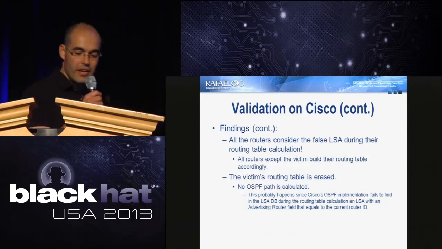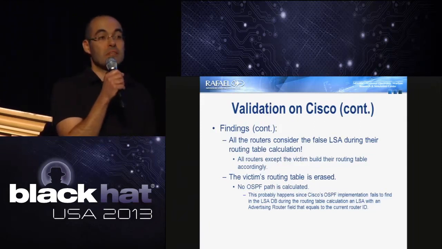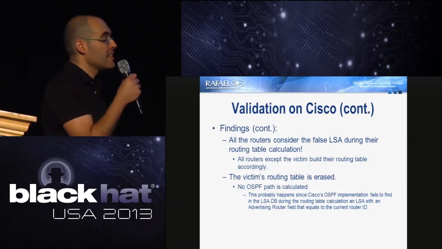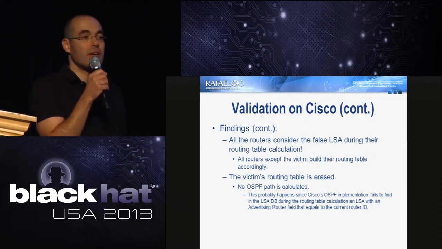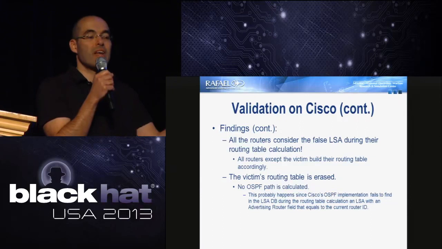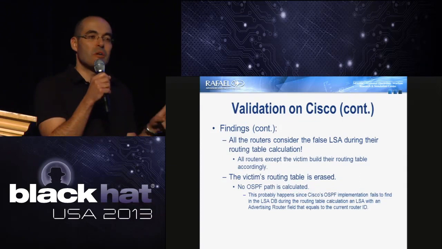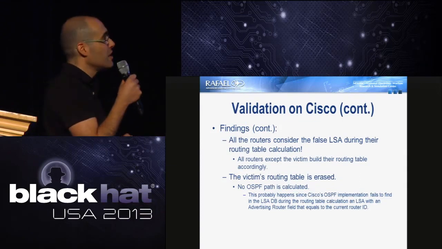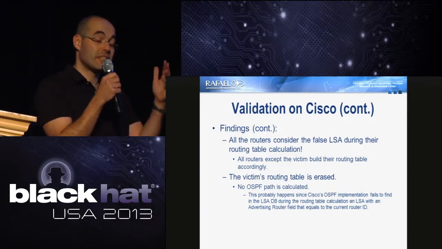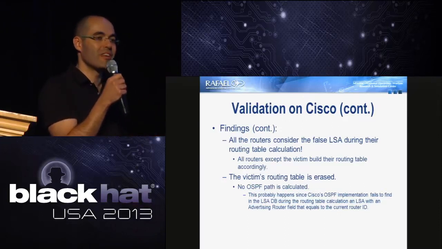Okay, so indeed, all the routers consider the false LSA during the routing table calculation. Actually, they have no choice because the valid LSA is erased. And all the routers except the victim itself calculate the new routes in accordance with the new information in the false LSA. The victim had a much more interesting behavior. The victim actually erased all its routing table. At first glance, it seemed like it just committed suicide following the attack.